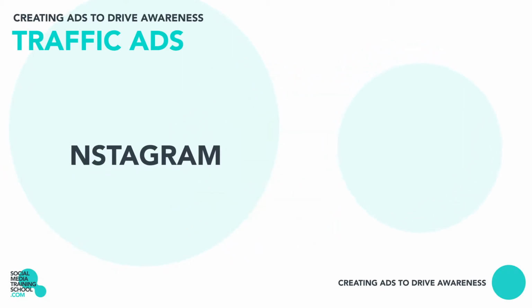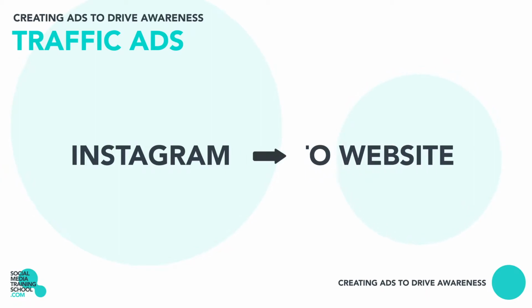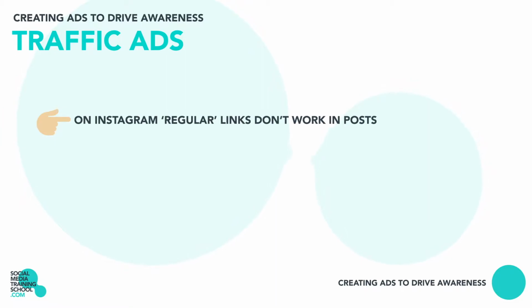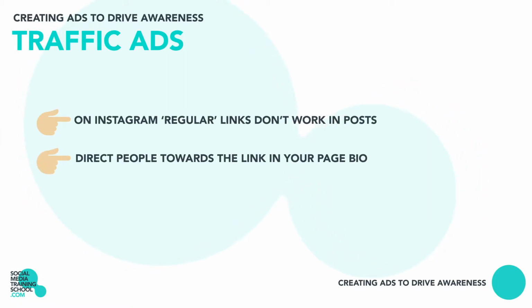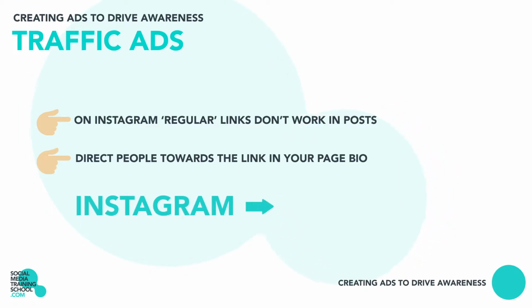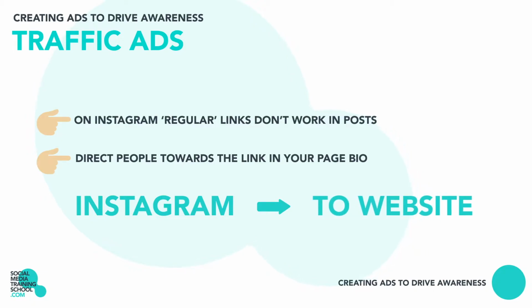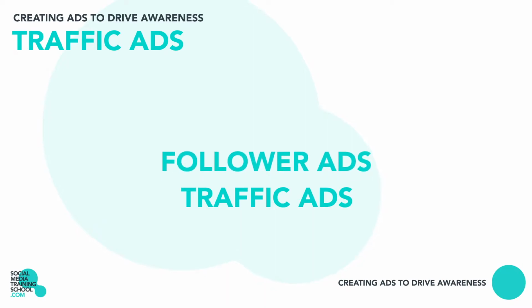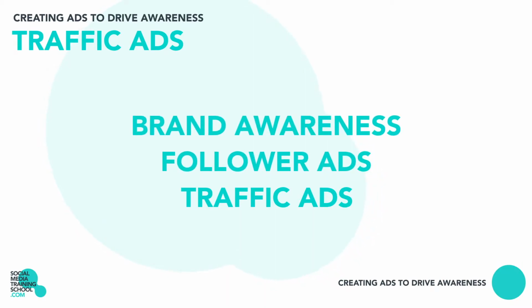This type of ad is especially good if your key channel is Instagram, but you want to drive people to your website. As you probably know, on Instagram, regular links don't work in posts, so you need to direct people towards the link in your page bio. With a traffic ad, you can drive people directly to your website from your Instagram post. There are other ad options you can try, but these are the 3 best to drive awareness of your brand.